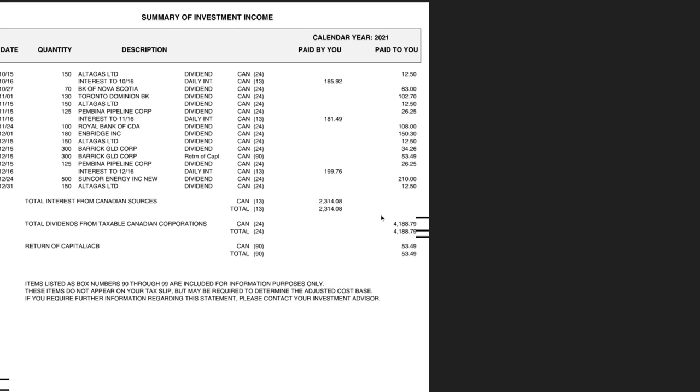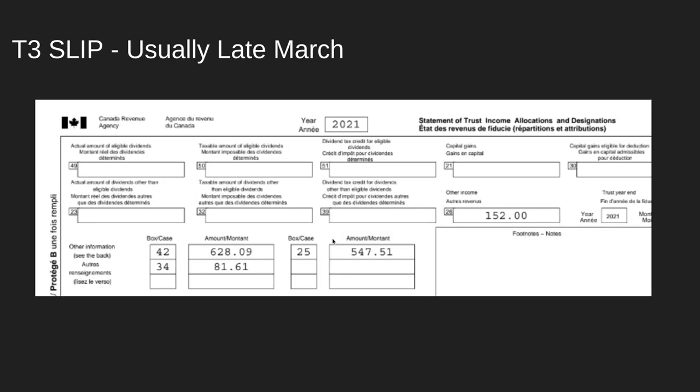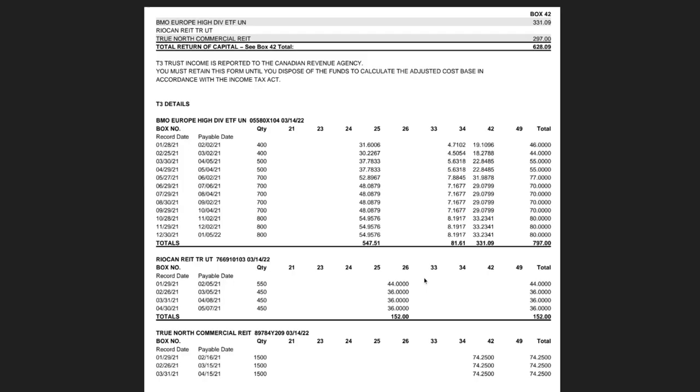The other slip is a T3. These ones usually arrive in late March, and basically you're going to see the BMO Covered Call ETF, which was one of the big ones there. Those give a regular dividend, $800 in distributions. That's a popular investment. We've got RioCan, we've got True North Commercial REIT, along with my Suncors and AltaGas, and the bank stocks we had as well.